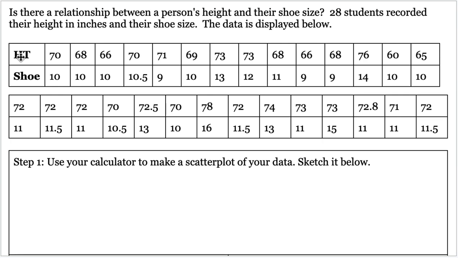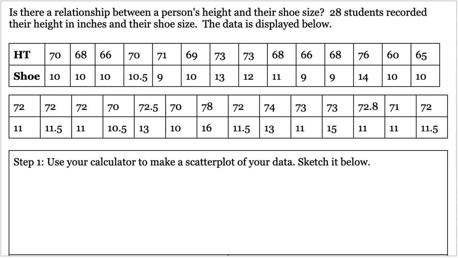That's going to be our x variable. So the 70, the 68, the 66, the 70, the 71. And then we're going to create a different list to show the shoe sizes. And we have to make sure that we have the shoe size that corresponds with the individual students. So we need it to be 10, 10, 10, that the 70 matches the 10 and that the 68 matches the 10, and so on.